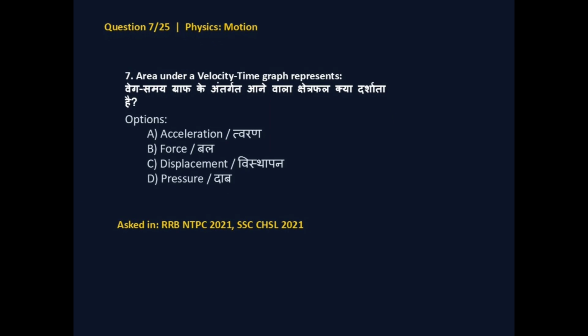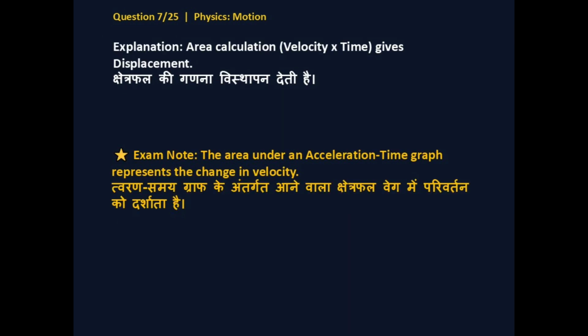Number 7. Area under a velocity time graph represents. Correct answer is option C, displacement, because the area calculation, velocity into time, gives displacement. Here comes an exam note. The area under an acceleration time graph represents the change in velocity.